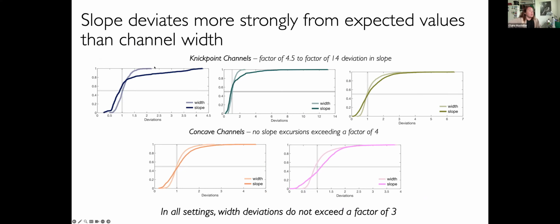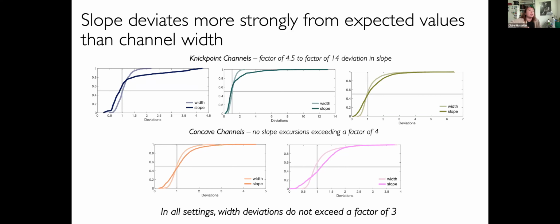In our nick point channels, what we find across all of our channels is that our slopes tend to deviate more strongly from our expected values than our channel widths. In our nick point channels, we can get really strong deviations in slope, from a factor of 4.5 to a factor of 14 increase in slope relative to what we would expect. These are really big differences, but it's not super surprising when you look at our elevation profiles.